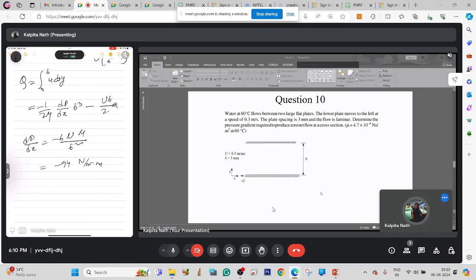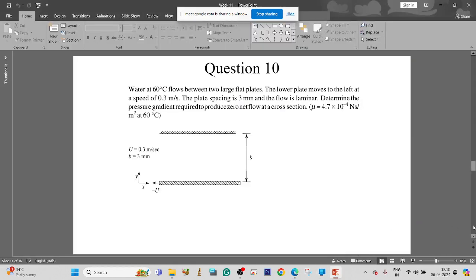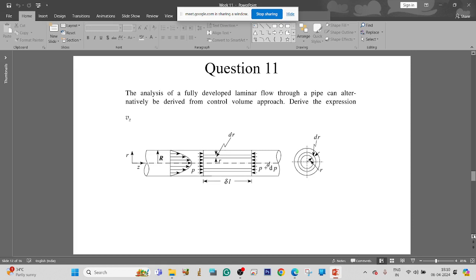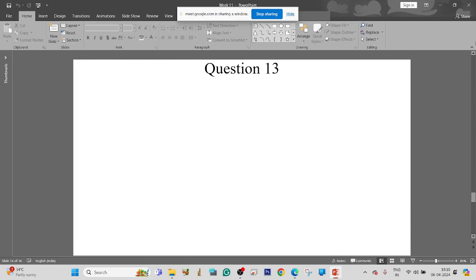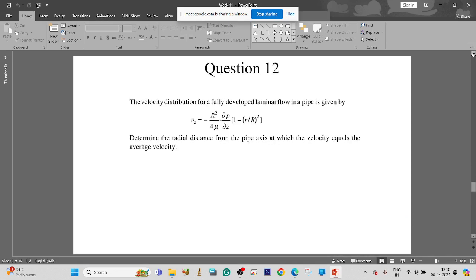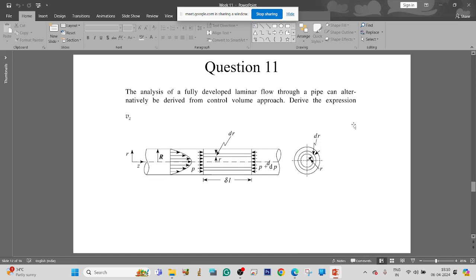Okay, done. So I hope you have understood it. Let's proceed to the next one. There are two more questions left then. So there is a fully developed laminar flow and we need to derive the velocity profile. So that's it for this question. Let's solve this as well. Take 30 seconds to understand the question, then we'll proceed with the solution.